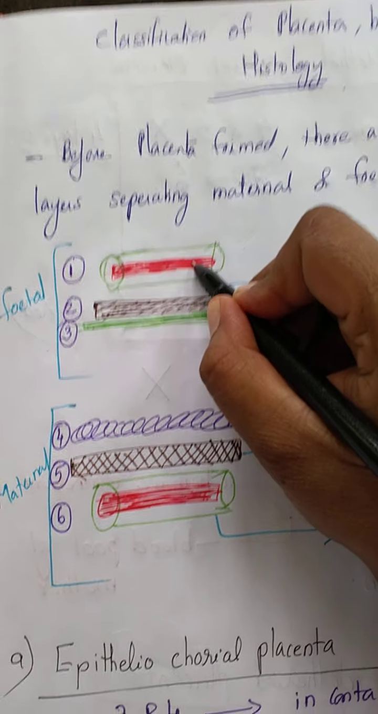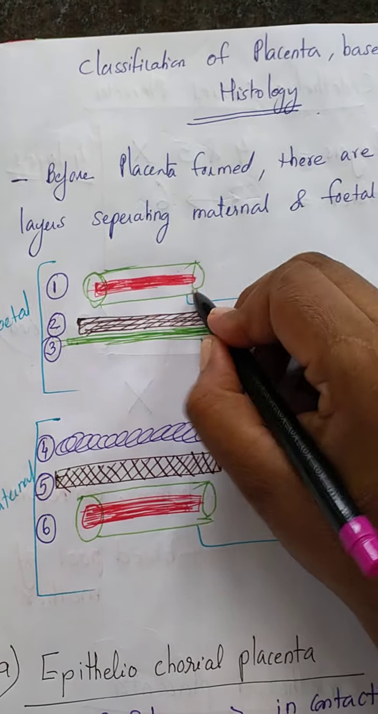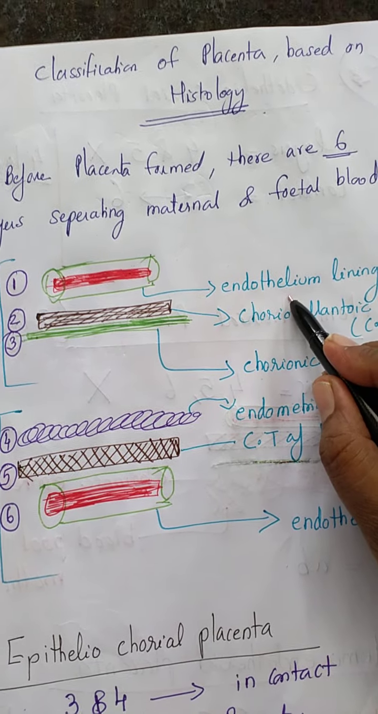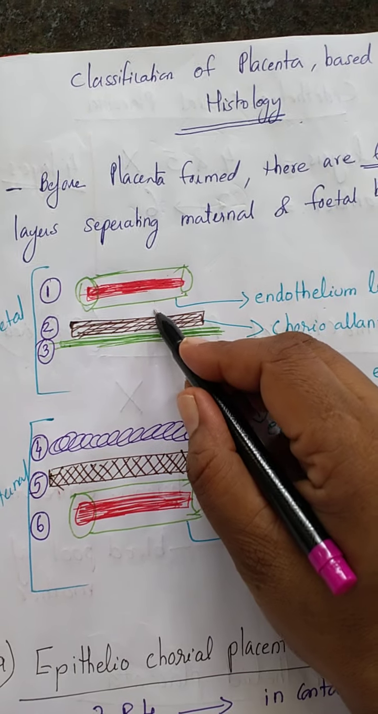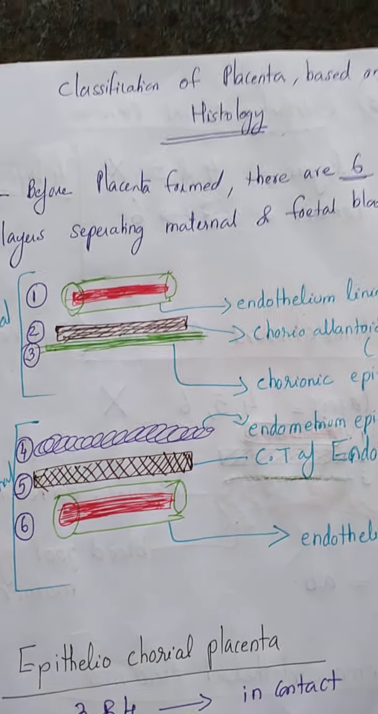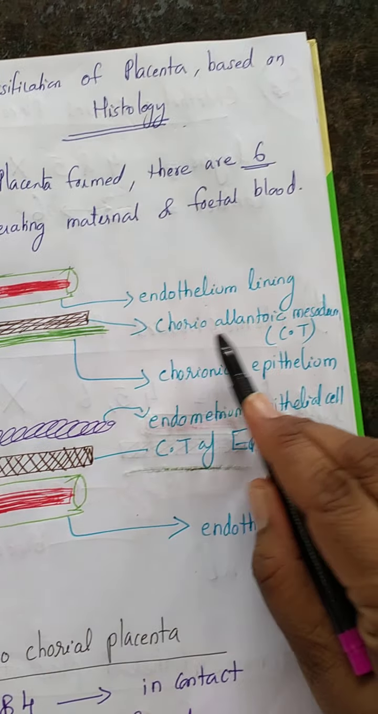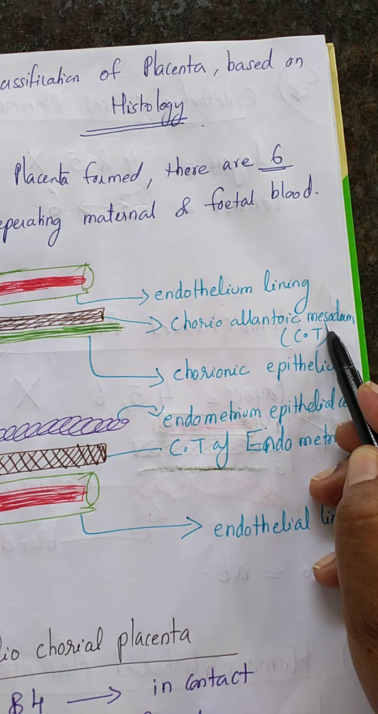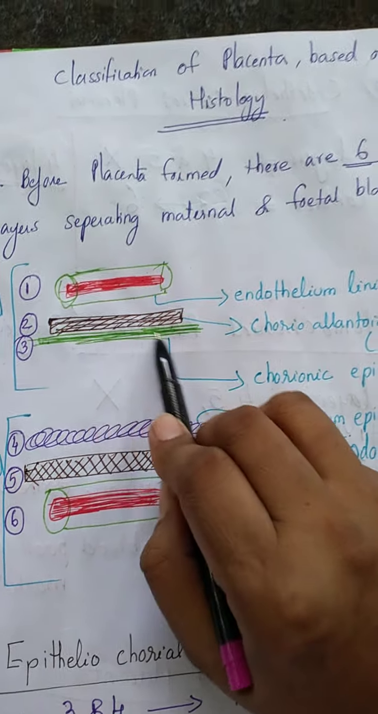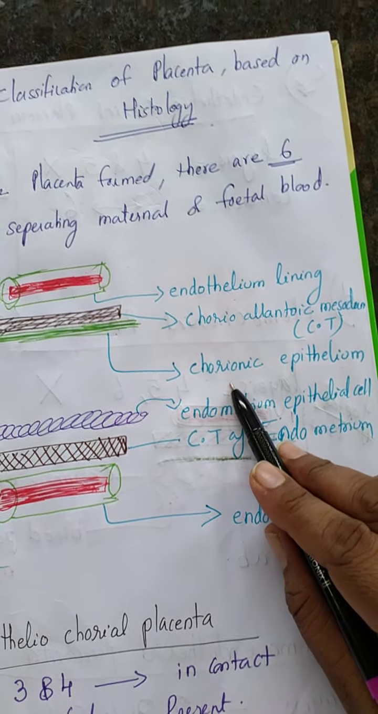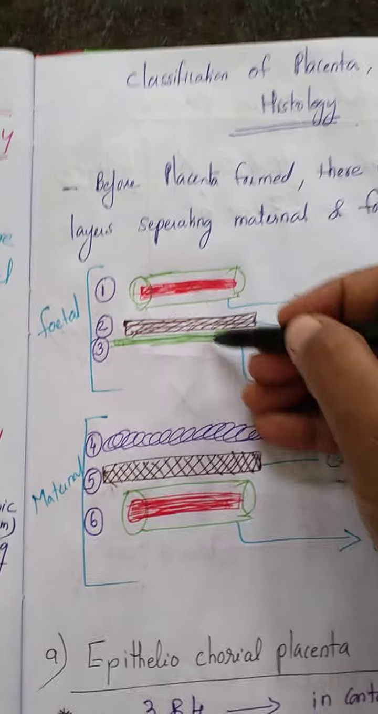So, fetus blood is carried in a blood vessel, and that blood vessel has a lining of endothelium. Second, after the blood vessel, there will be the mesoderm, the connective tissue, which we call the chorioallantoic mesoderm. Then the fetus will have a layer, that is the chorionic epithelium. So the layers are arranged in this manner.